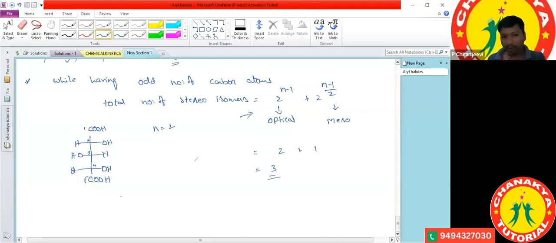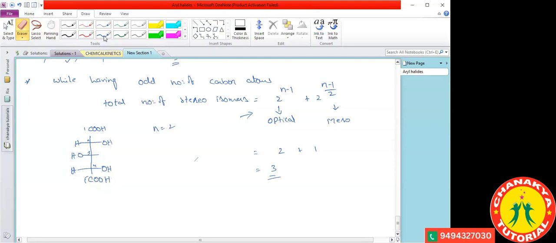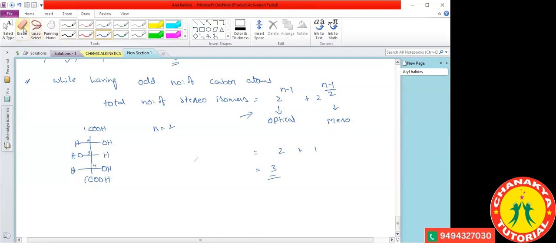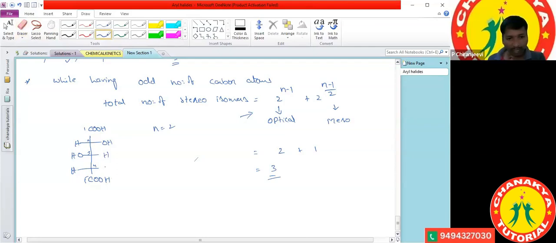So I slightly modified the question here. In place of H, I had taken Cl. I don't want to change this one here. The last one I changed to Cl. Then what is the total number of stereoisomers, the total number of optical, and the total number of meso compounds? The structure slightly changed.